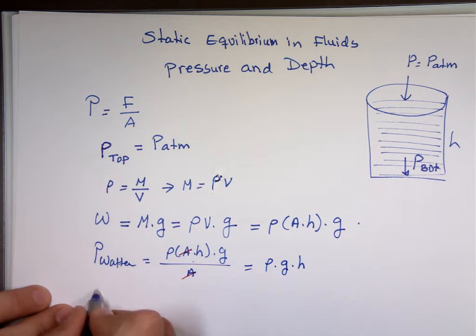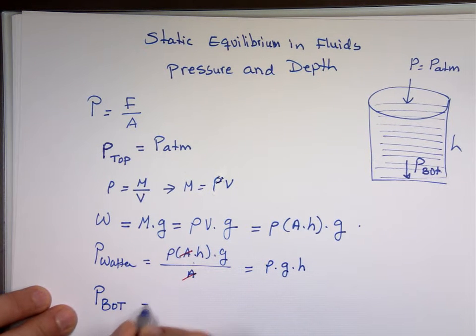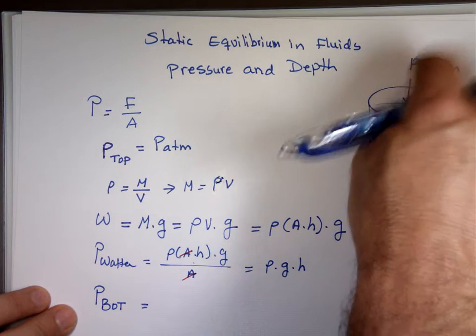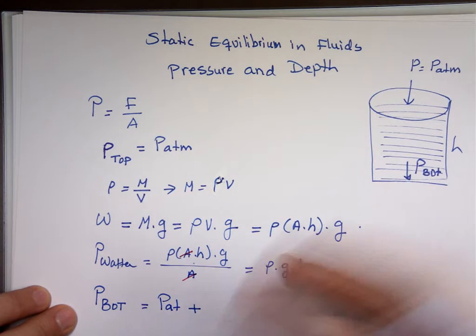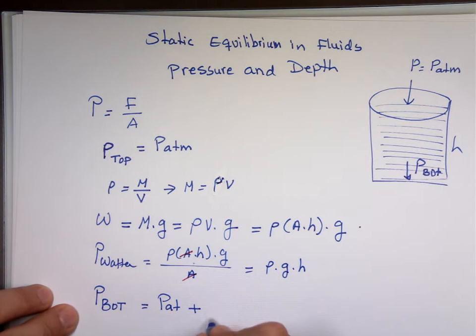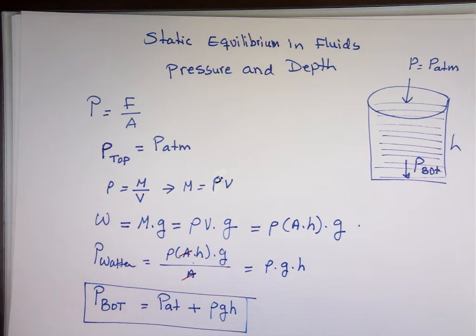So if you're looking for the pressure at the bottom of that tank, it's whatever the pressure on the top, the surface, which is P atmosphere, added to it the weight of the water pushing down, which is rho gravity times height. And that's the equation that you see in all these books.